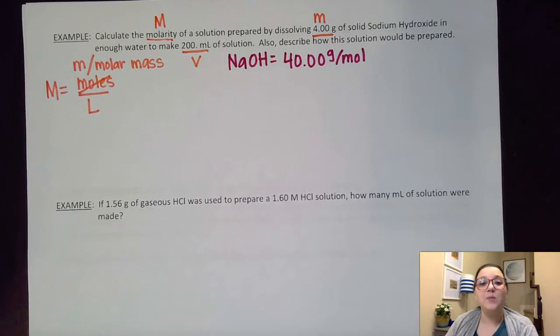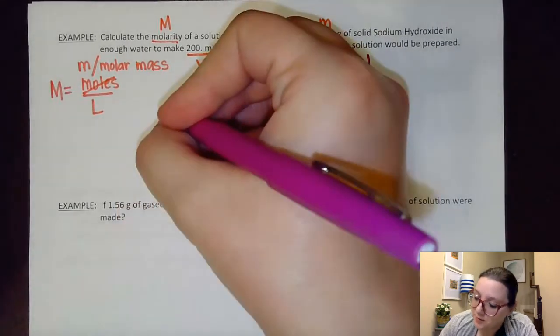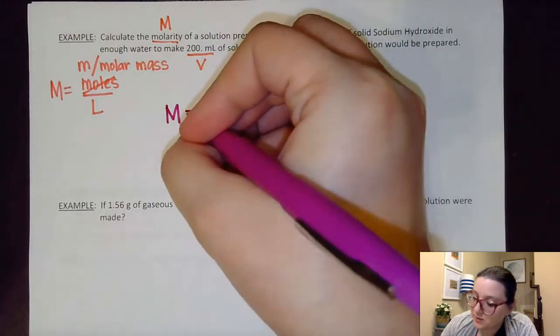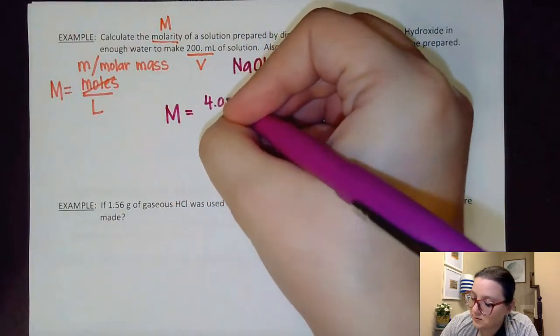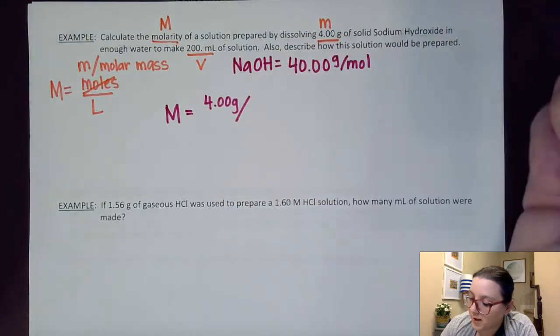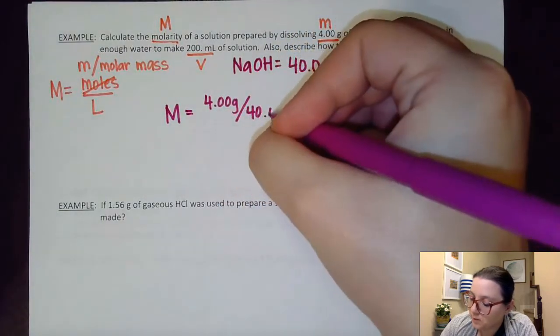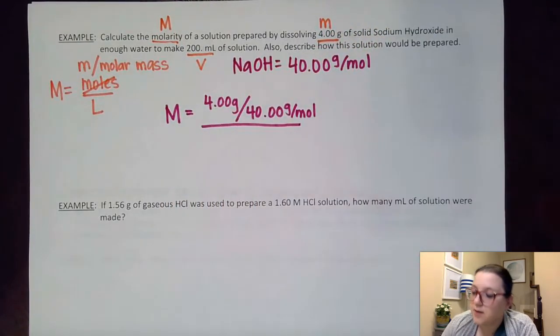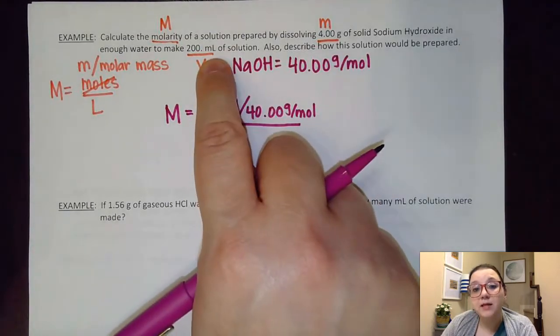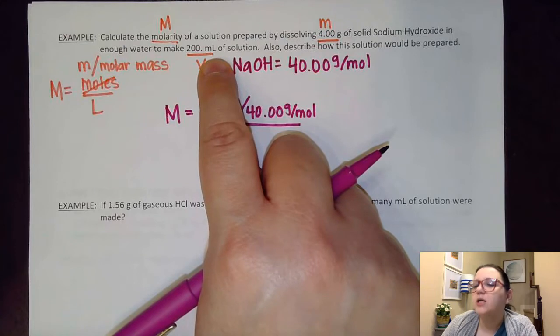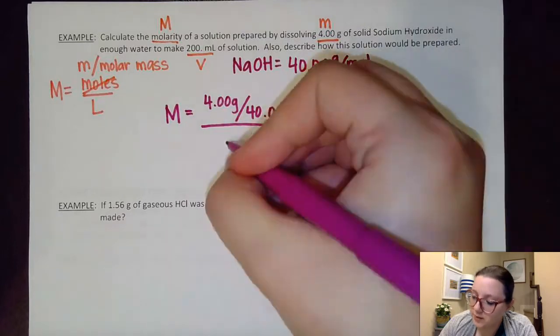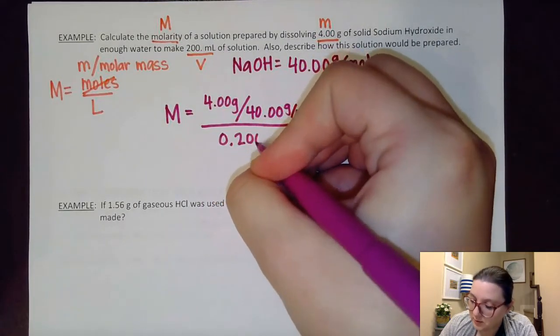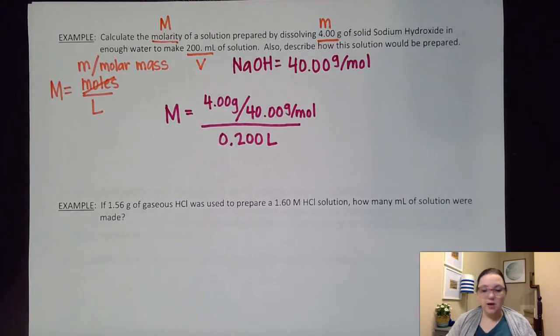All right, so now I'm going to go and plug everything into my equation here. My molarity is going to be equal to my mass of 4 grams over my molar mass, which was 40 grams per mole, divided by my liters of solution. Now, remember, milli is 1 times 10 to the negative third, so I'm going to need to move that decimal over 3 places. And so 200 milliliters would become 0.200 liters.